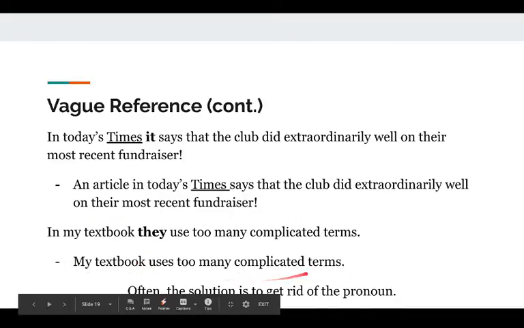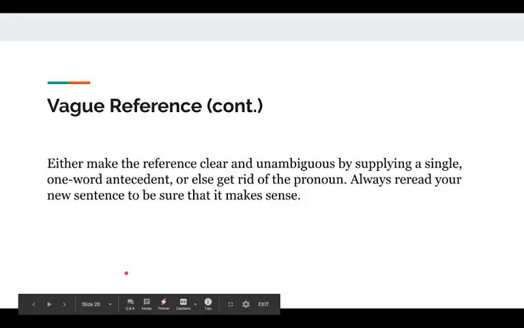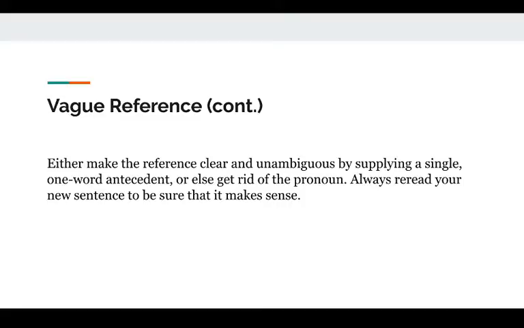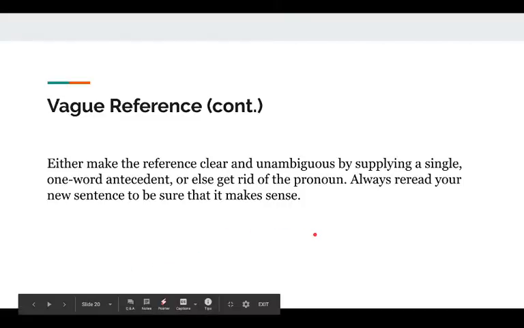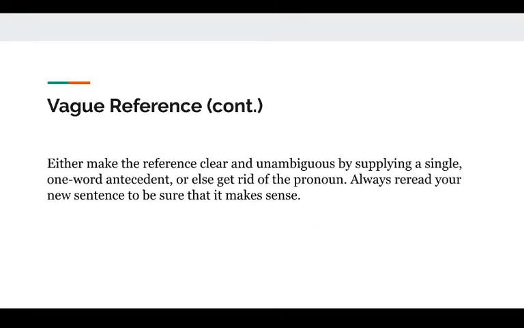So often the solution is to get rid of the pronoun and just have a subject directly there, like here, an article, my textbook. So another thing for vague reference is to either make the reference clear and unambiguous by supplying a single one-word antecedent, or else get rid of the pronoun. Always reread your new sentence to make sure that it makes sense.